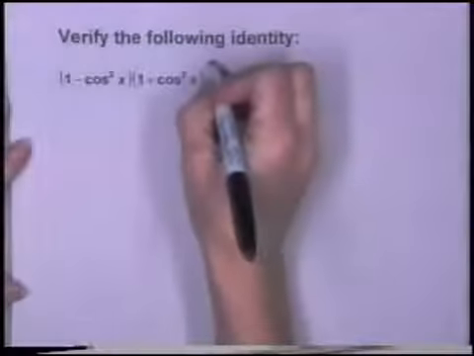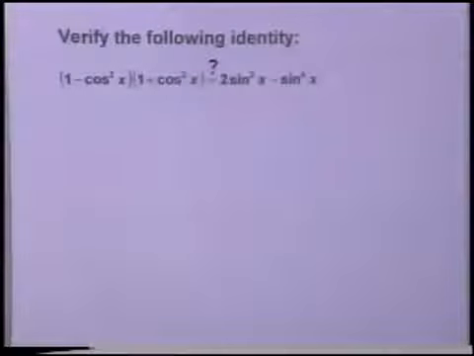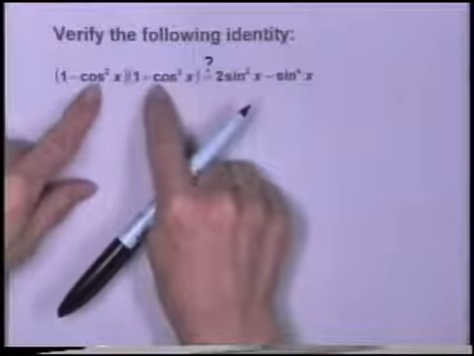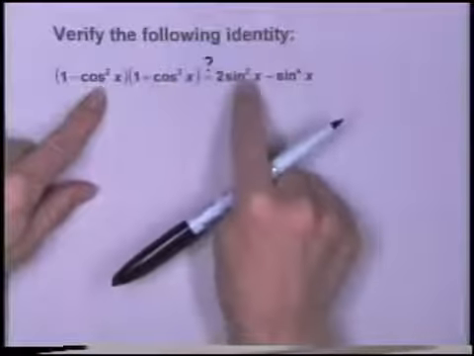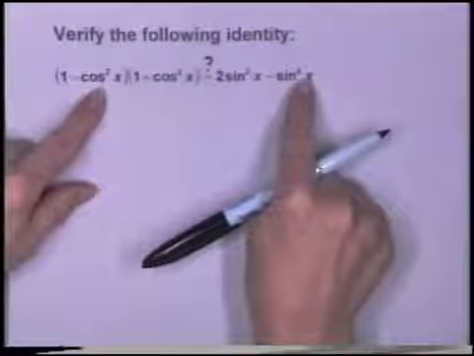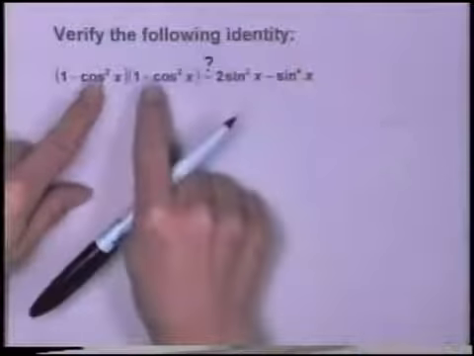Verify the following identity: (1 minus cosine squared x)(1 plus cosine squared x) equals 2 sine squared x minus sine to the 4th x. Well, I'm thinking a few things ahead of time. Again, of course, we don't know for sure yet that this is true. We're trying to prove that. But I always analyze a few things. Notice over here I have cosine functions. Over here I have sine functions, don't I?